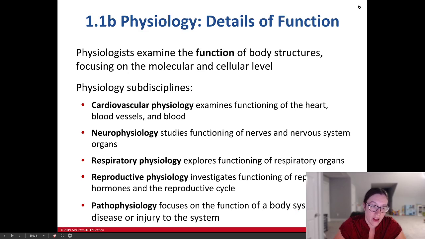And so in our class, we're going to be focusing on normal anatomy and understanding normal anatomy, but we will occasionally do case studies and talk a little bit about different disease processes and how they change the normal anatomy.